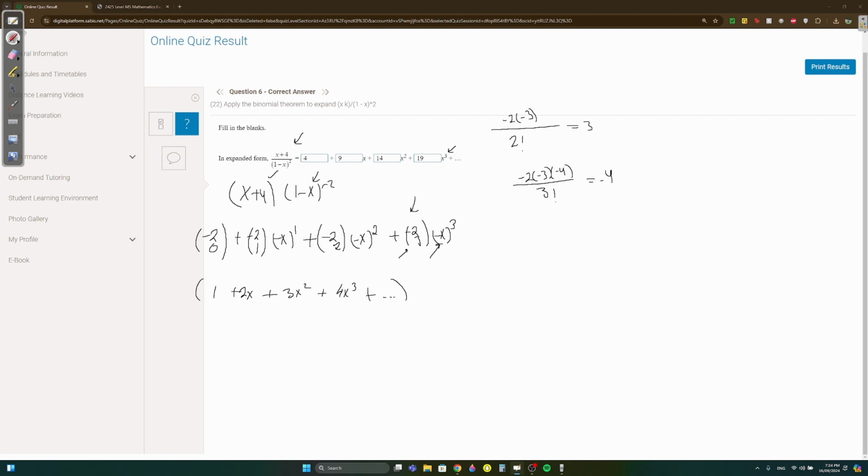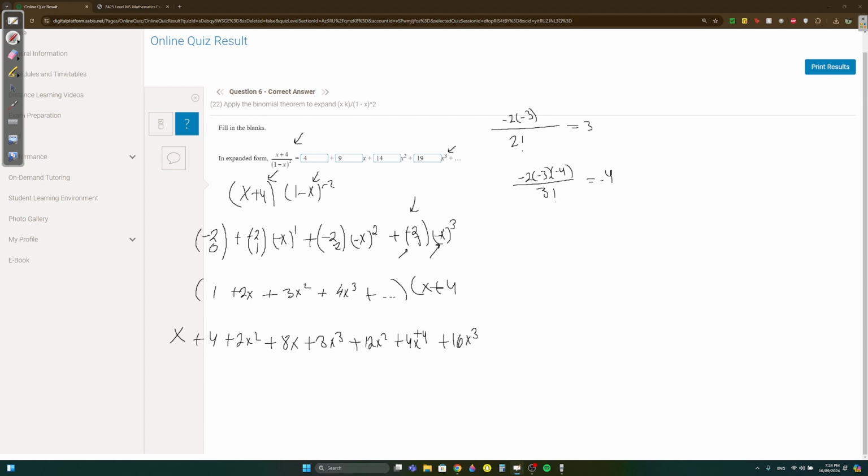We want to distribute it to this x plus 4, right? So let's distribute. 1 times x, 1 times 4, 4. 2x times x, 2x squared. 2x times 4 is 8x. 3x squared times x is 3x cubed. 3x squared times 4 is 12x squared. 4x cubed times x is 4x to the power 4. 4x cubed times 4 is 16x to the power of 3.